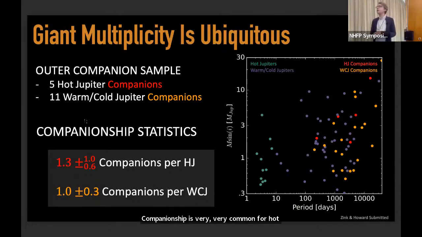And we thought, going into this study, that we would find some heightened companionship rate for the hot Jupiters versus the warm cold Jupiters. But we did not. We found that they were basically identical. Both systems seem to favor multiplicity in giant planets. So if there's a giant planet, there's a very good chance there's another giant planet somewhere out in the distant part of that system. So multiplicity is ubiquitous. That's the big takeaway there.